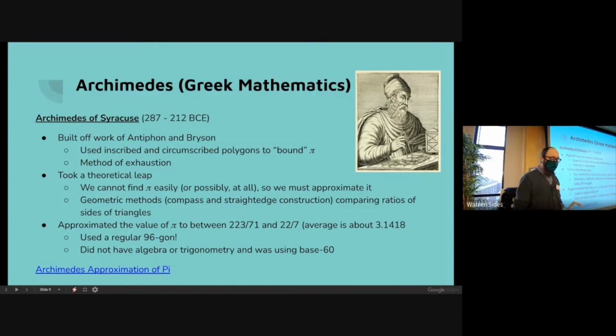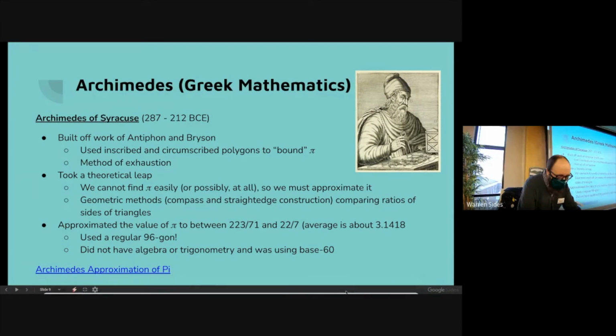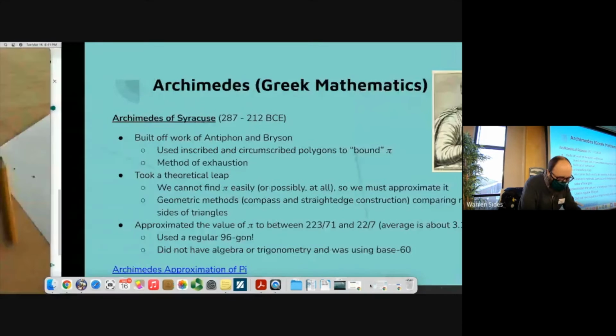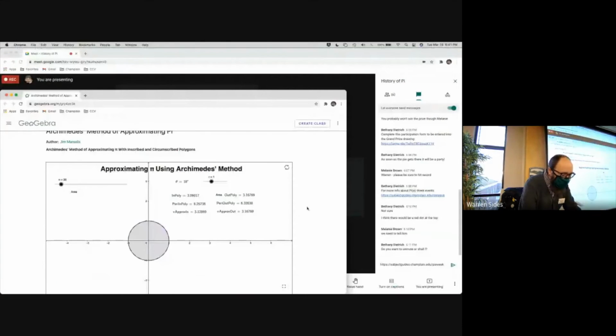Okay. And because I'm this person, I do want to show you just real quick. Where is it? I have it here. My Archimedes approximation of pi. So it's really just an applet. I didn't make it, but hopefully you can see this.